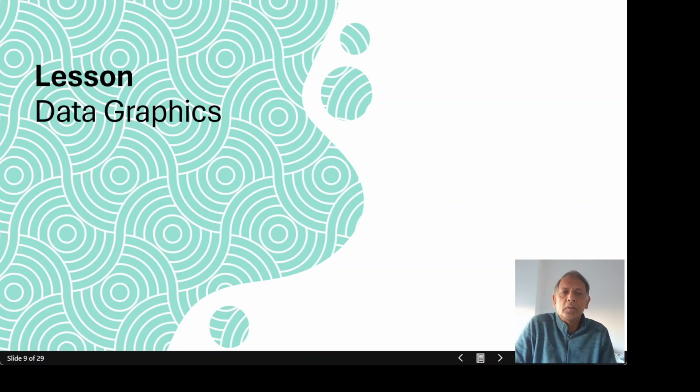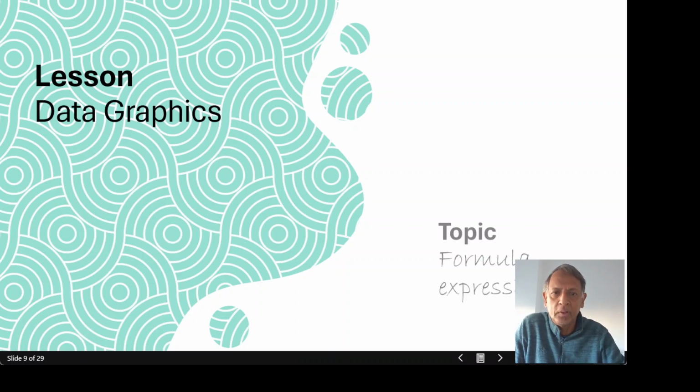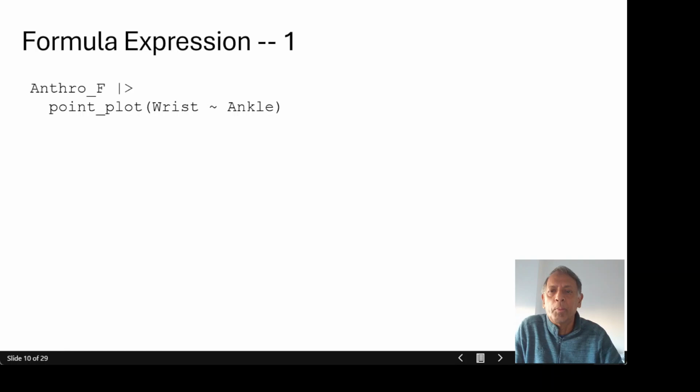We've looked at the basics of point plots. Let's dive a little deeper. Specifically, we saw that we use a formula expression to tell the function point plot what exactly we want to plot, right? Of course, we are saying we want a point plot, but what variables to put on what axes? And we used a formula expression for that. So let's dive a little deeper into formula expressions.